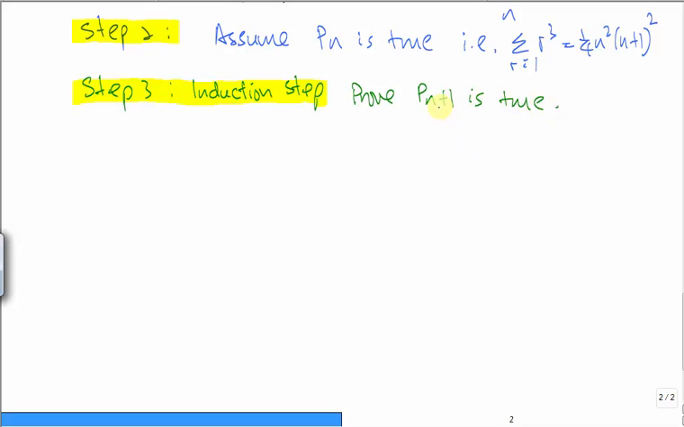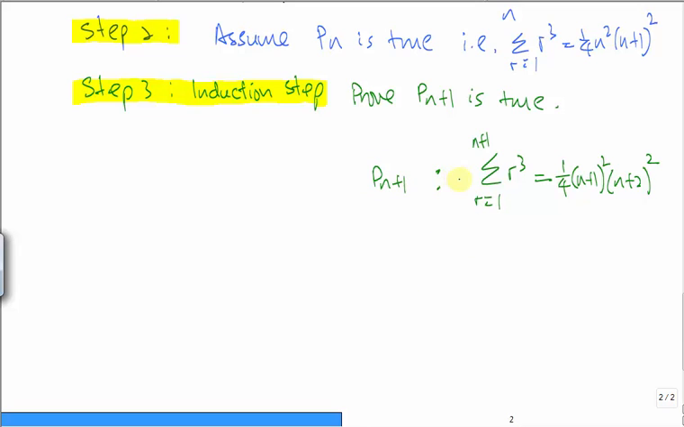So what is the expression for Pn plus 1? For Pn plus 1, in this side of the expression, we are supposed to replace the n here by n plus 1. And we will get this expression, r starting from 1 all the way to n plus 1. And here, we are supposed to replace the n by n plus 1 to get the Pn plus 1 expression. n plus 1 plus 1 will give you n plus 2. And we are supposed to prove this expression. This is the Pn plus 1 expression.